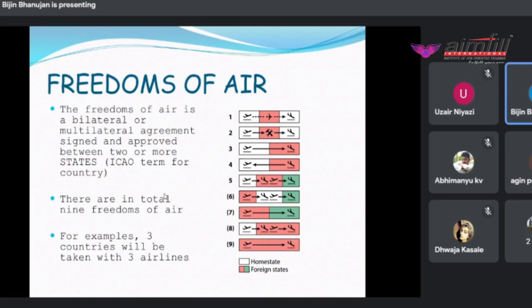So in freedoms of air, we have a total of 9 freedoms of air. And for this, we have taken examples from 3 countries, that is India, UAE, and New Zealand. Based on these 3 countries, I will be presenting the examples so that you could understand. So you guys know which airline is working for these 3 countries? I'm talking about the national carrier. Do you know the national carrier of India, New Zealand, and UAE, United Arab Emirates?